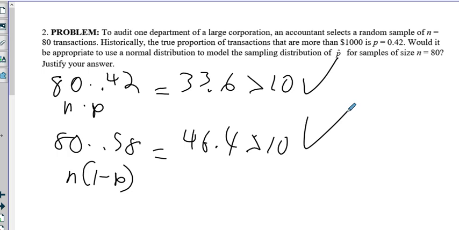All we're doing, like I said, we've done this before. You're just taking N times the P and N times the 1 minus P. And as long as they're greater than or equal to 10, we're good to go.